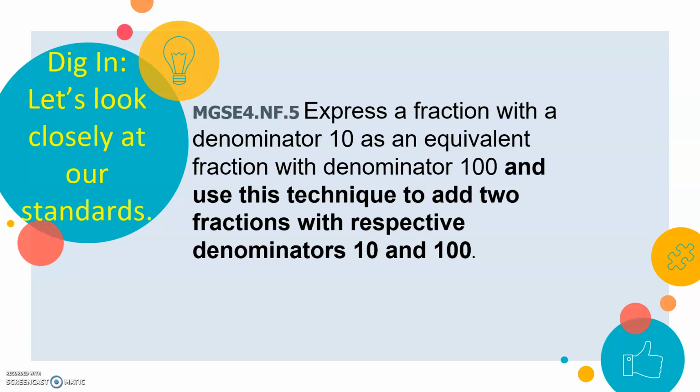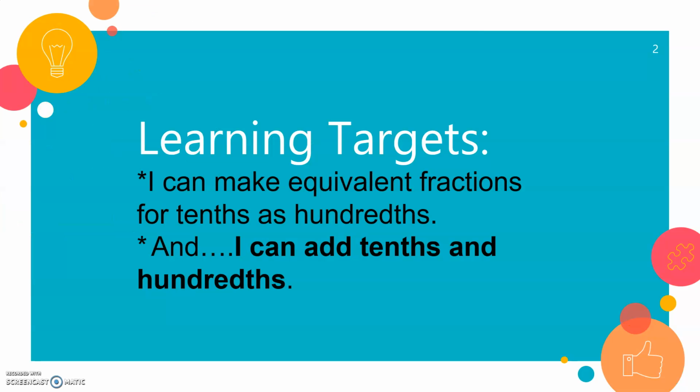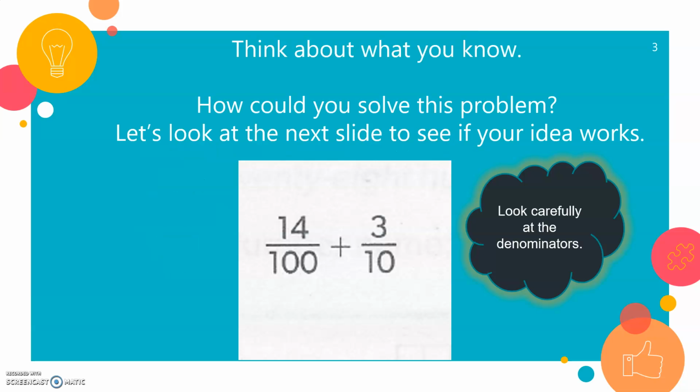Our standard says express a fraction with a denominator of 10 as an equivalent fraction with a denominator of 100 and use this technique to add two fractions with respective denominators 10 and 100. So today we're really just going to be talking about finding common denominators between tenths and hundredths, and then using models to help us add. The learning target says I can make equivalent fractions for tenths and hundredths, like we did yesterday, and I can add those tenths and hundredths.